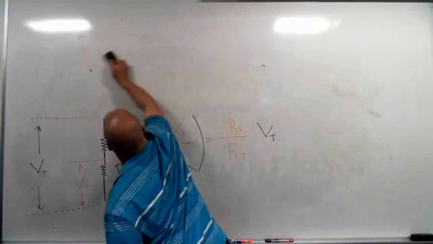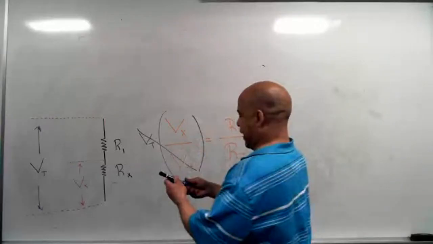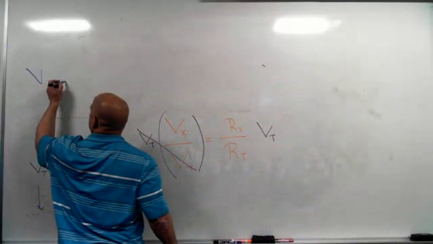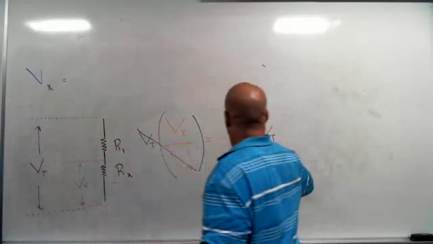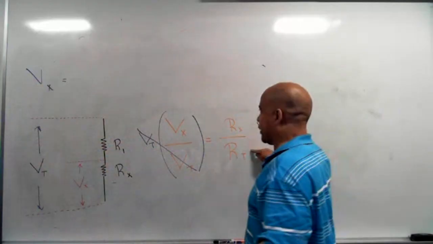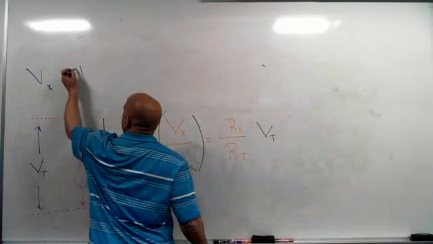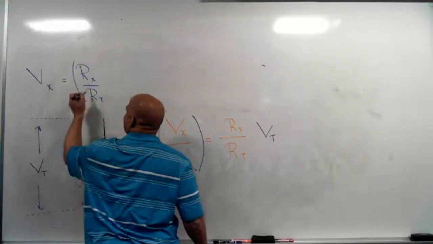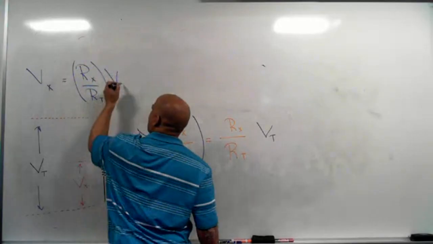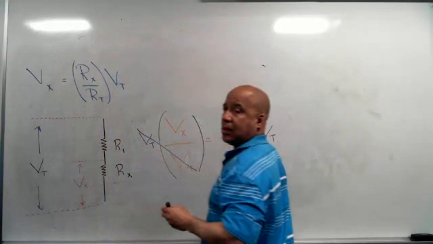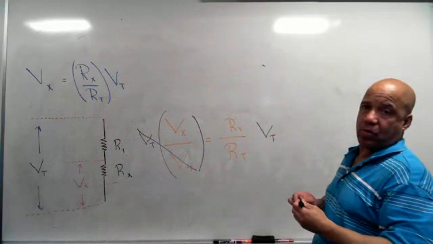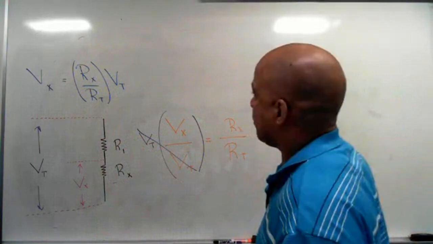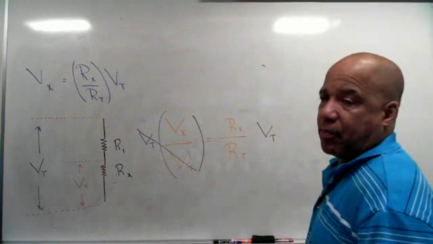On the left, I got Vx. And on the right, I got Rx over RT, that fraction times my total voltage. That's called the voltage divider rule. The voltage divider rule. So you want to write that down and remember it.